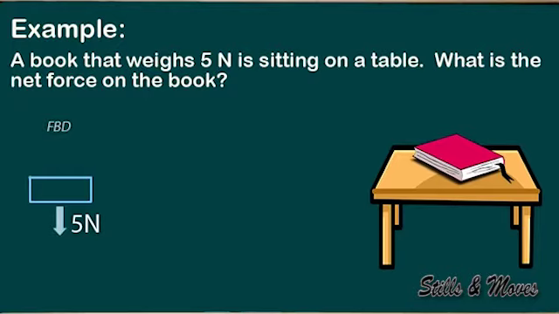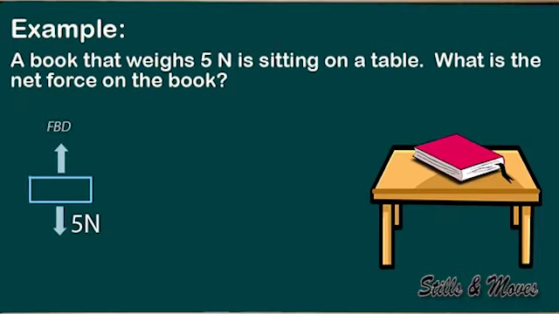It must be from the table. If we removed the table, the book would surely fall. So the table is opposing the force of gravity by keeping the book from falling to the ground. The force that the table is providing we call the normal force.